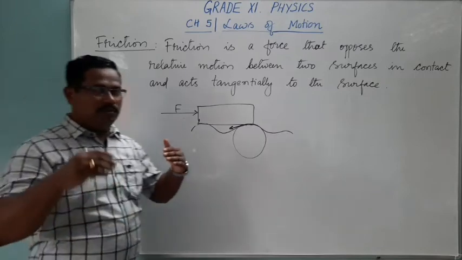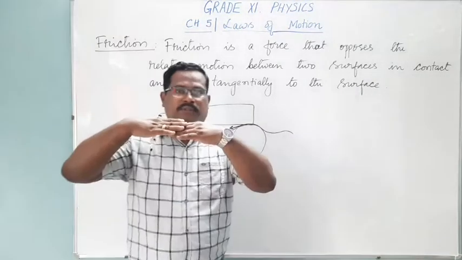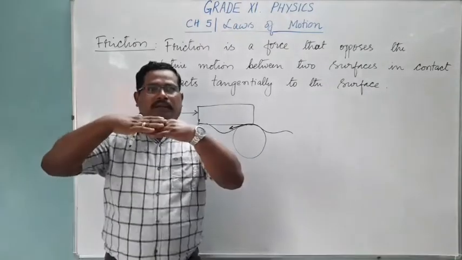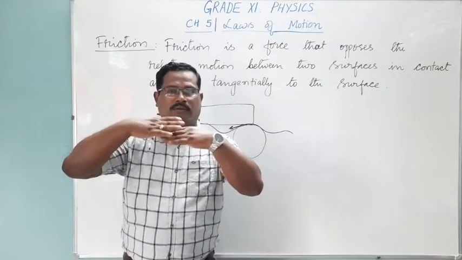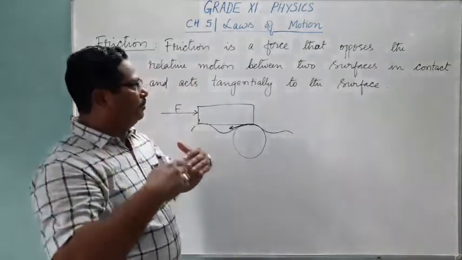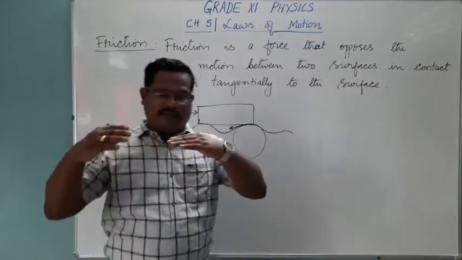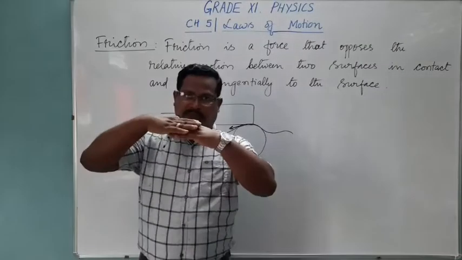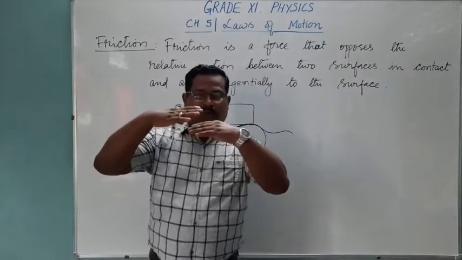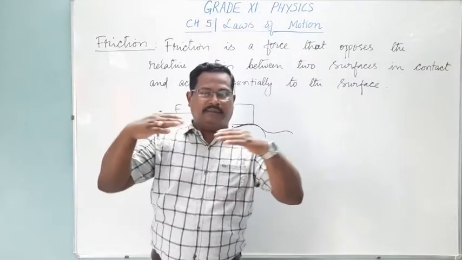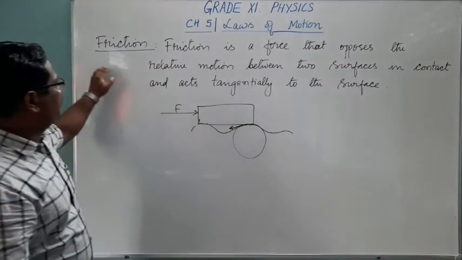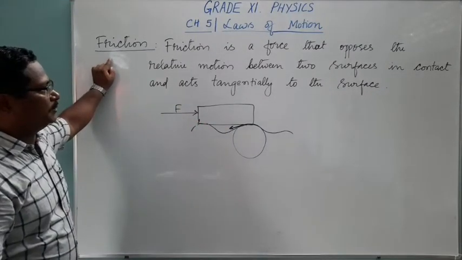So whenever one body tries to move on the surface of another body, both the bodies will experience frictional forces. They will overcome that opposing force. The one body will not allow the other body to slide freely, and this body will not allow that body to move freely. That opposing force, we call it the force of friction, or simply friction.